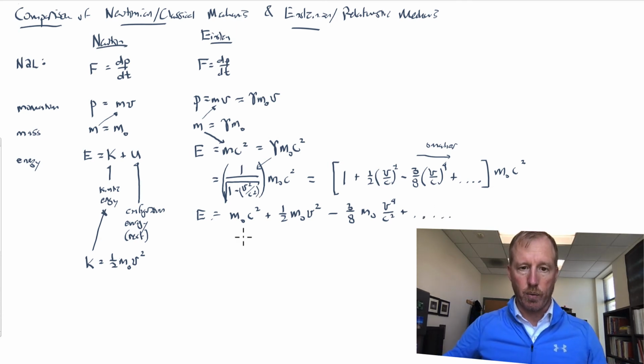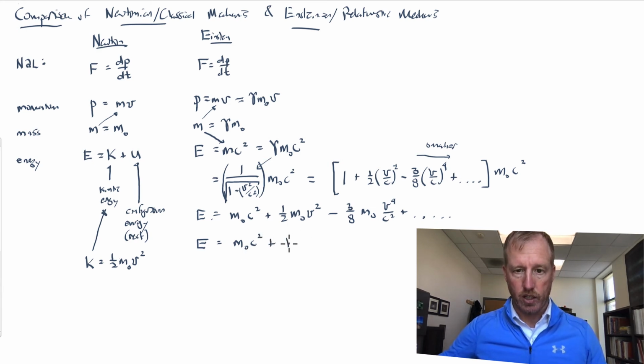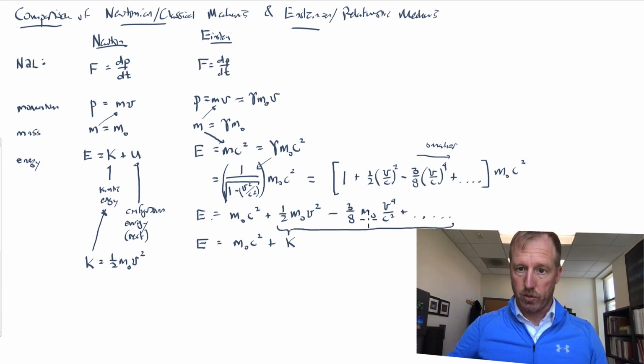Now, here's what I want to point out, is that the energy of an object can be understood as a rest energy, which is m naught c squared, plus a kinetic energy, or an energy associated with motion, where all of these terms are understood as the kinetic energy. And here's what I want to highlight especially. Notice that when the velocity of an object is small, you have a small number to the 4th power, to the 6th power, and so on.